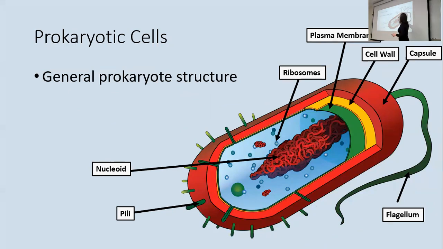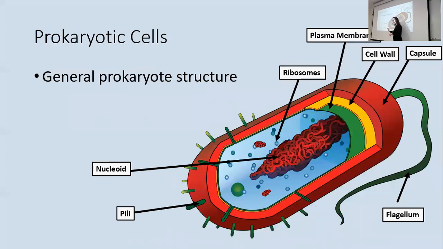So we still have a plasma membrane, right? Everybody's got a plasma membrane surrounding their cytoplasm, right? Ribosomes, nucleoid. But outside of that, bacteria in particular will frequently have a cell wall, different from a plant cell wall, and occasionally a capsule, which is kind of this thick, sticky layer on the outside of some bacteria. And then they may have some extra structures on the outside, these things called pili, which are just kind of little extensions of the plasma membrane.